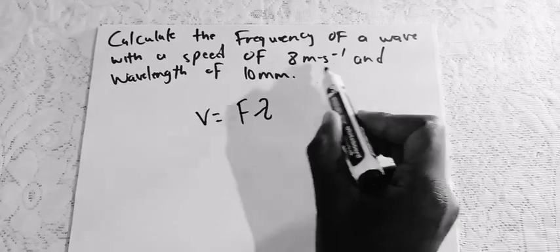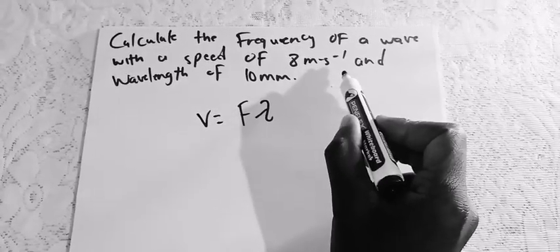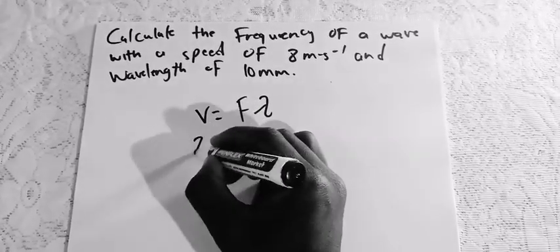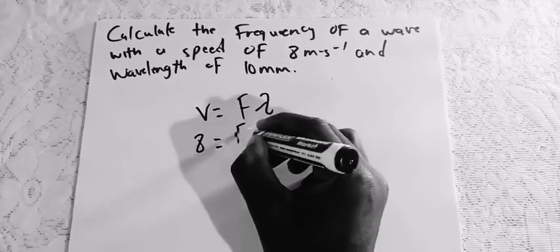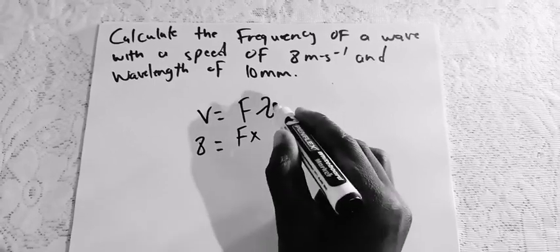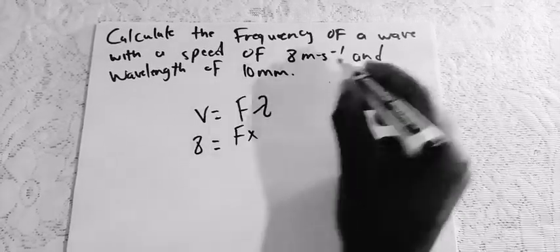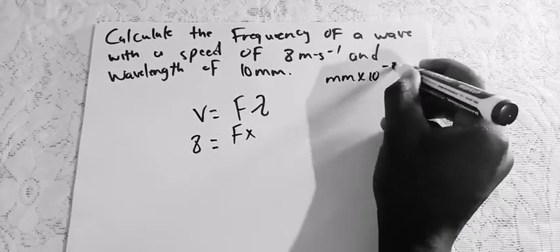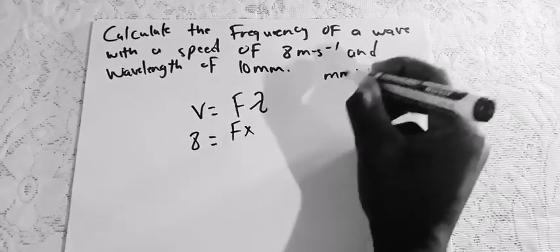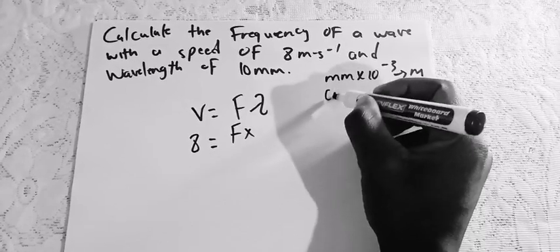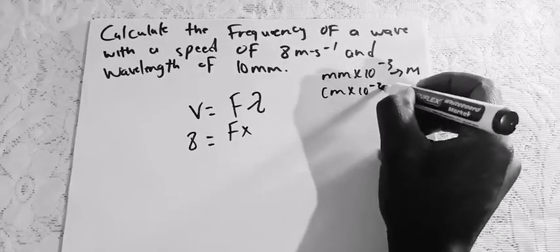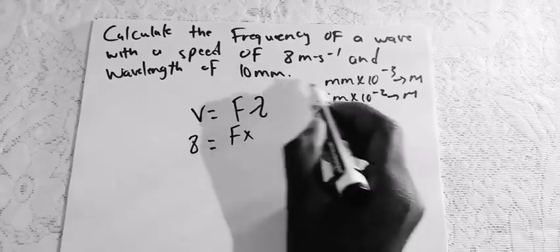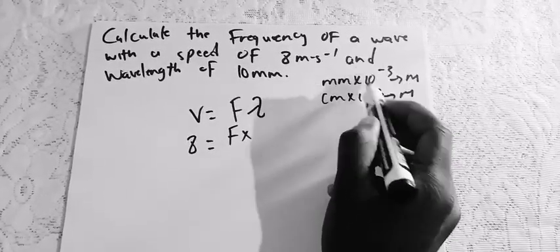Now the v is 8 meters per second, and we're calculating frequency. What is our lambda, the wavelength? It is 10 millimeters. We need to convert it to meters by multiplying by 10 to the power negative 3. But if it was in centimeters, we would multiply by 10 to the power negative 2 to get meters. But now we will multiply by 10 to the power negative 3.